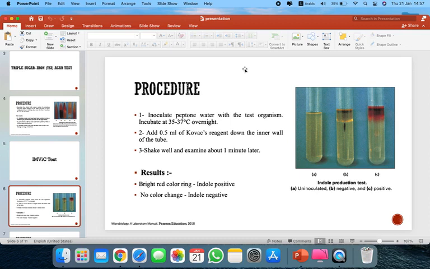The M means the methyl red test, for example. The VI, the Voges-Proskauer test, okay, and then C, the citrate test. Actually, certain bacteria are able to break down the amino acid tryptophan into indole. I will talk first about the IMViC here.